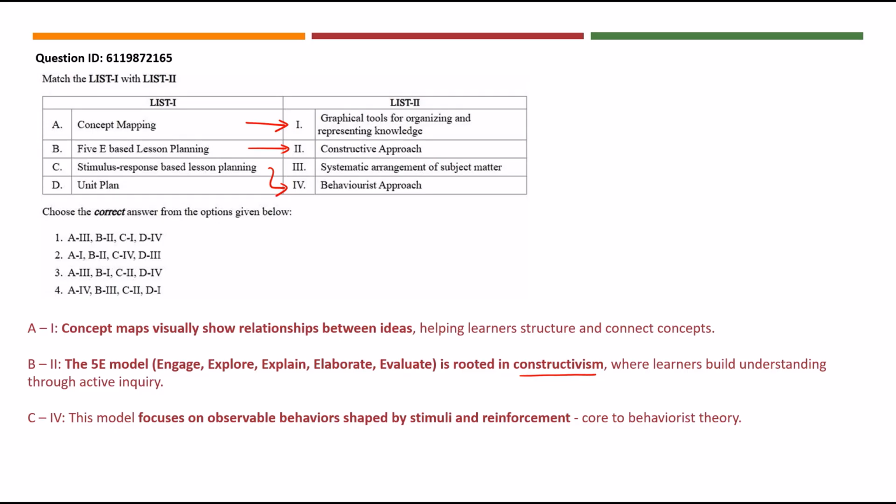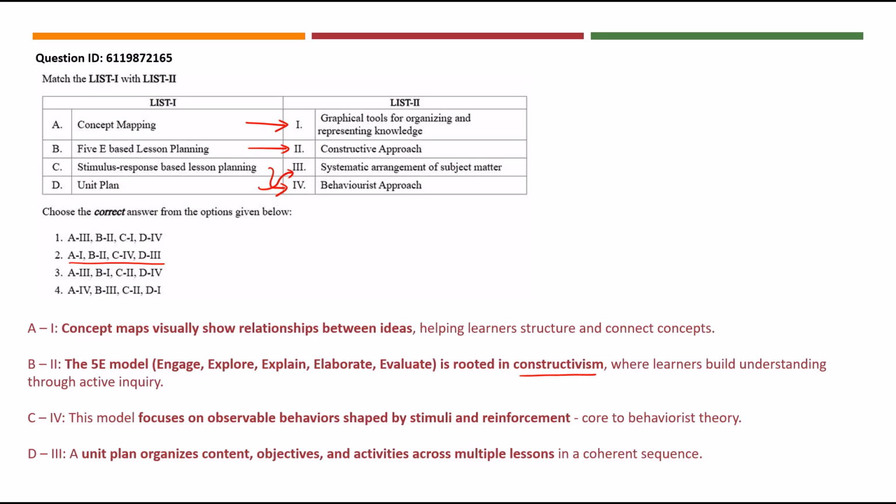What about unit plan? A unit plan organizes content, objectives and activities across multiple lessons in a coherent sequence. So this is the systematic arrangement of subject matter. So D will be mapping to 3. A1, B2, C4 and D3 is available in option number 2. Option 2 will be the right answer.